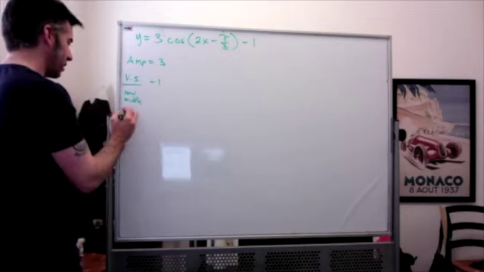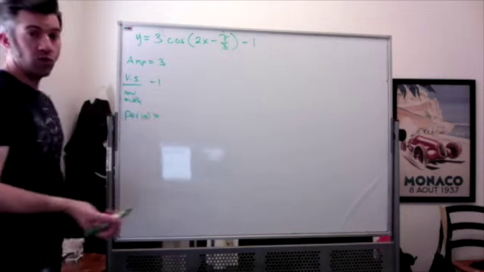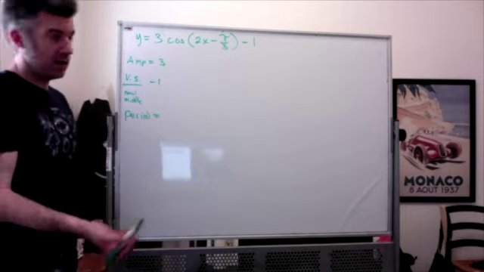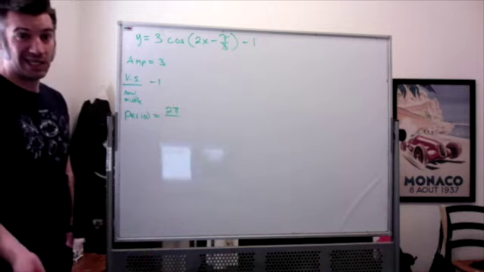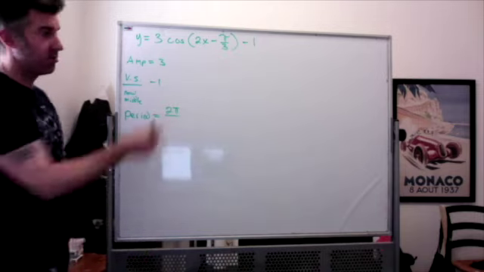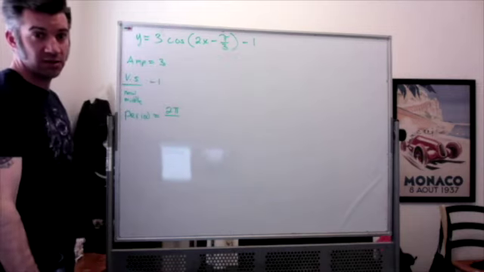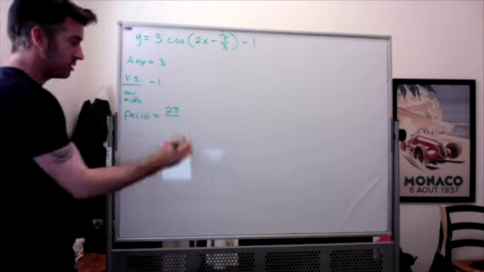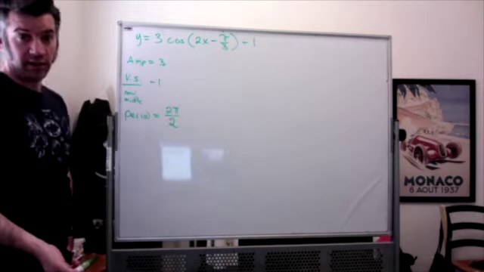What's the period going to be here? Well, normally the period's 2 pi, but the period is going to be 2 pi divided by what? 3, 2, negative 1, negative pi over 3. Divided by the coefficient of x.